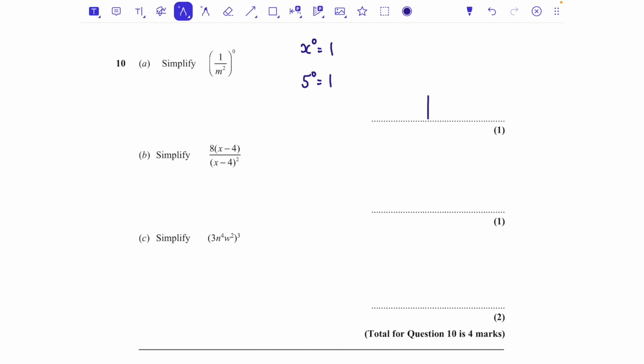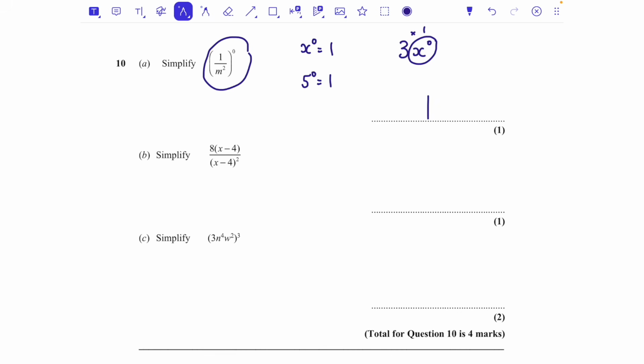Okay, so if you've got something in brackets to the power of 0, that's going to be 1. If I had 3 lots of x to the power of 0, then this bit is 1. But then I'm doing 3 lots of 1. So then in that case, the answer would be 3. But anything raised to the power of 0 is just 1. So in this case, because everything in the brackets there is raised to the power of 0, the answer is just 1.